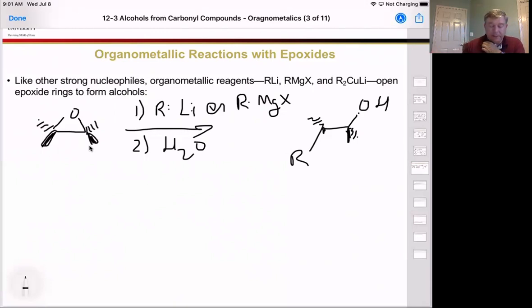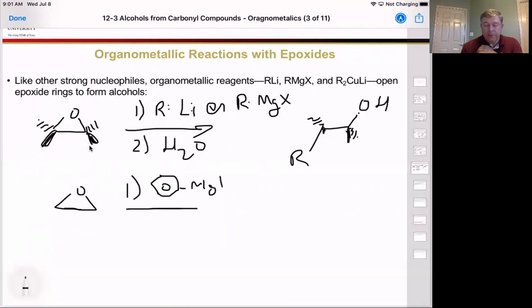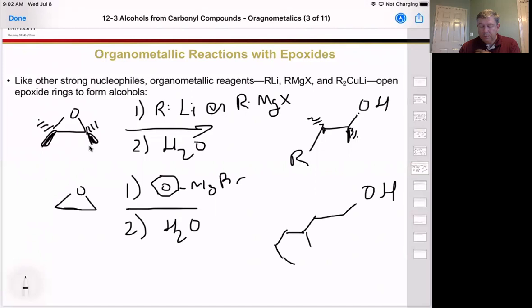So for a specific example of that, let's go ahead and make our simplest epoxy right here. And we just have hydrogens attached to that. In our first step, we're going to attack it with a phenyl Grignard, MgBr. And then at the second step of the reaction, we're going to quench with water, and that'll generate our alcohol. And so the final product is going to be this phenyl group extended in the chain to give us this phenyl ethyl alcohol.